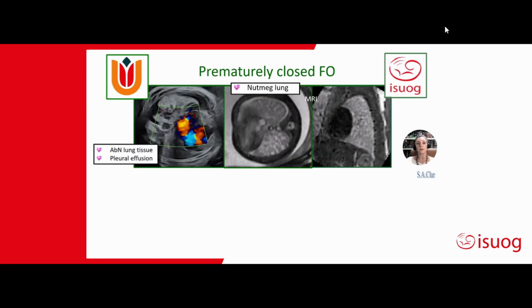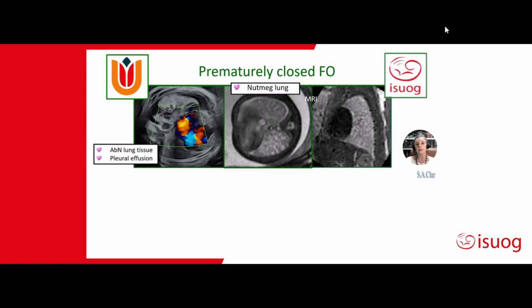Why is it important to do those procedures? When there is a prematurely closed foramen ovale in the setting of a hypoplastic left ventricle, pulmonary hypertension ensues, making the successful performance of a Fontan operation highly unlikely. In the image on the left top, we see an echo of abnormal lung tissue in a prematurely closed foramen ovale in the setting associated with pericardial effusion.